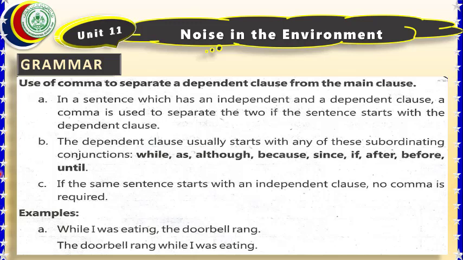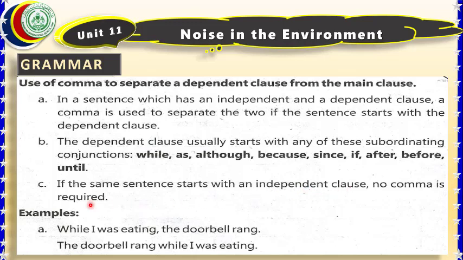Here it is written, in a sentence which has an independent and dependent clause, a comma is used to separate the two if the sentence starts with the dependent clause. If dependent clause is coming in the beginning, then we shall write comma. The dependent clause usually starts with any of these subordinating conjunctions. These will be used in the beginning. If the same sentence starts with independent clause, no comma is required.